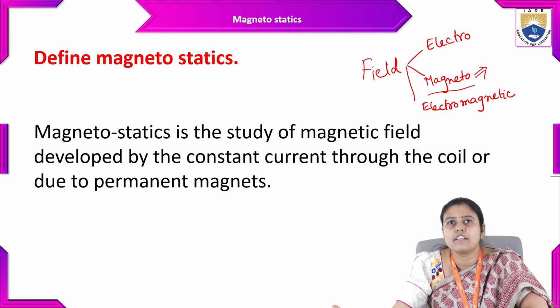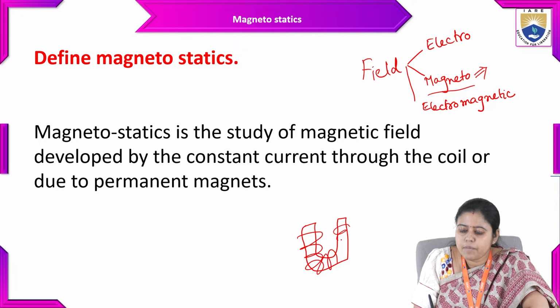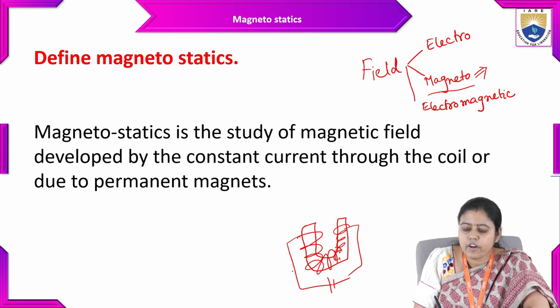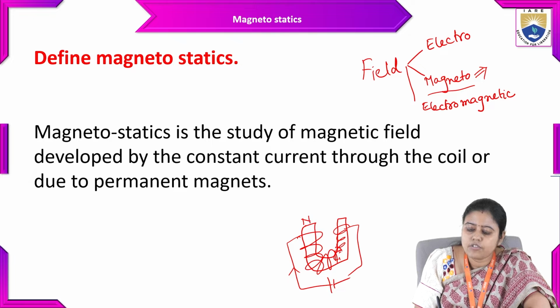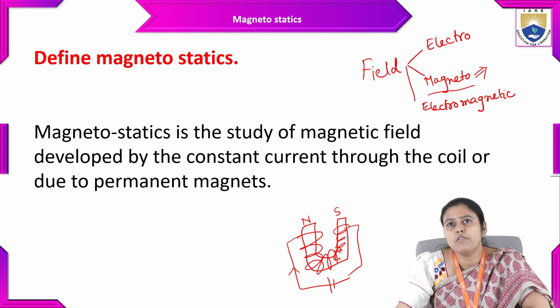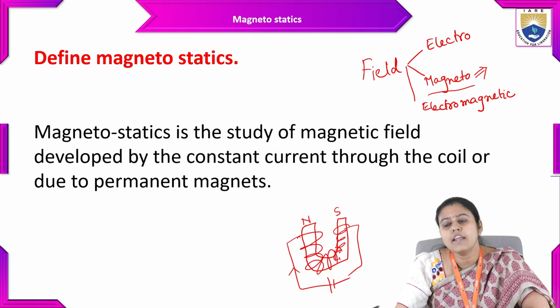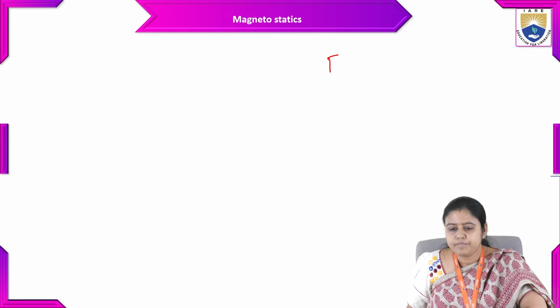As we know, if we keep a solenoid on any iron body like this, and we connect any source with it, the constant DC current will flow and it will create an electromagnet with a north pole and south pole. So for this also there will be a field, and this field is a magnetic field. So magnetostatics is one part of the study of the magnetic field.